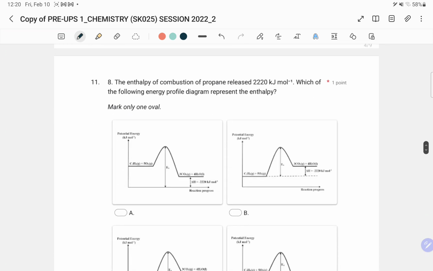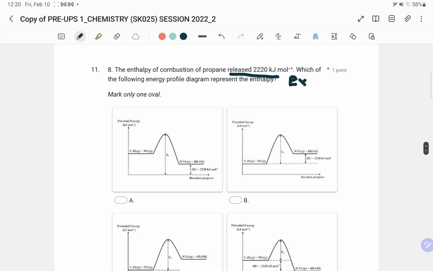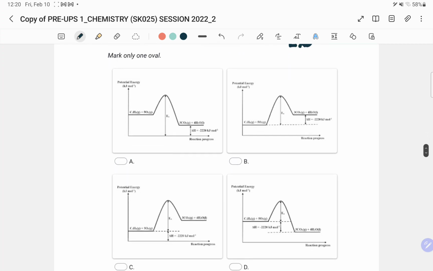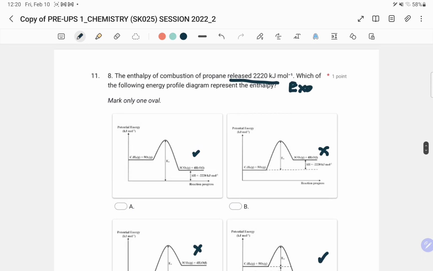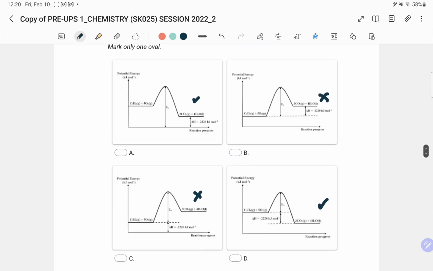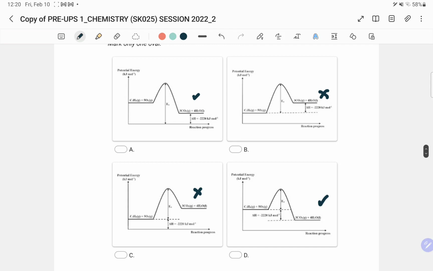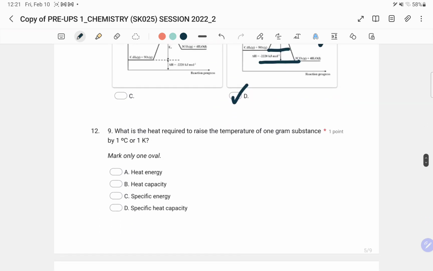Okay, number 8, the enthalpy of combustion, release. So bila release bermaksud dia adalah exothermic. So ni exo, ni endo, ni endo, ni exo. Okay, so energy profile diagram represent the enthalpy. So enthalpy is between reactant and product. So dia buat yang ni. So yang ni salah lah. So dia sebenarnya di antara reactant dan product. So the answer is D.